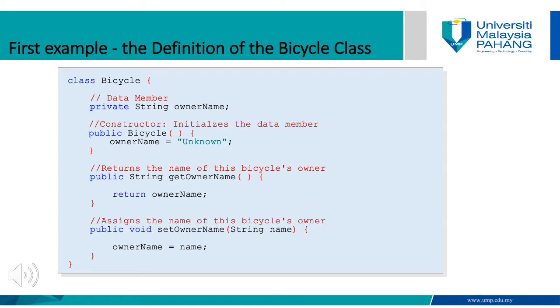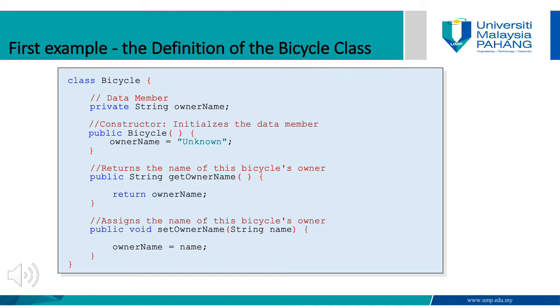So this is the first example. In this slide we are trying to create a class named Bicycle. First we decide the class name, class Bicycle. After that, we decide on the type of data member. We want it to be private, so we decided on a private String ownerName.